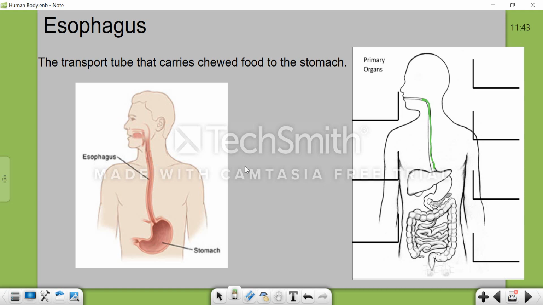A question that's often asked here is, how does someone choke? You know that right here you also have the trachea, and the trachea is where air passes through to your lungs. So when something, quote unquote, goes down the wrong pipe, it gets lodged in the trachea rather than going down the esophagus. That's the problem that happens with choking.